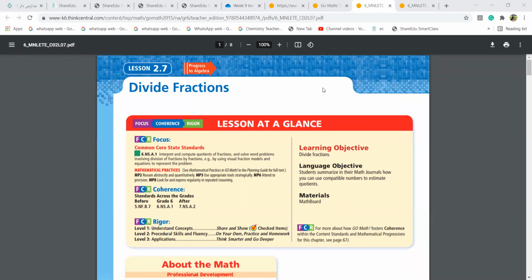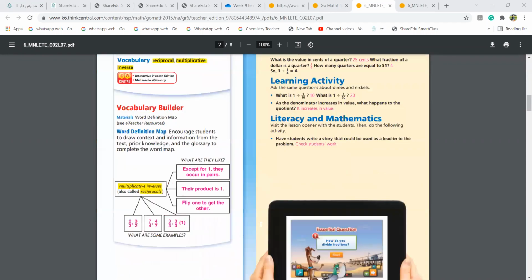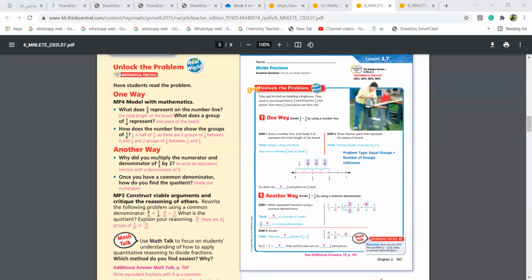Grade 6 girls, let us begin lesson 2.7, divide fractions. Lesson 2.7, divide fractions, page number 107.